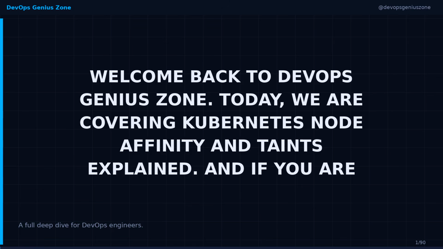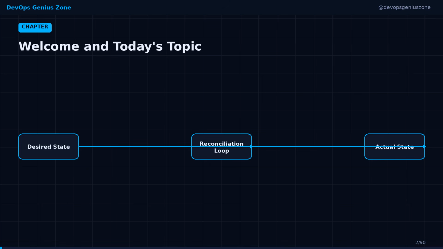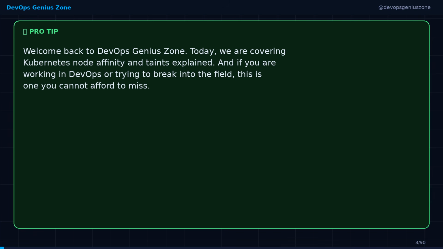Today, we are covering Kubernetes Node Affinity and Taints Explained. And if you are working in DevOps or trying to break into the field, this is one you cannot afford to miss. This is one of the tools and practices running at virtually every major US tech company. I'm going to walk you through everything you need to know.